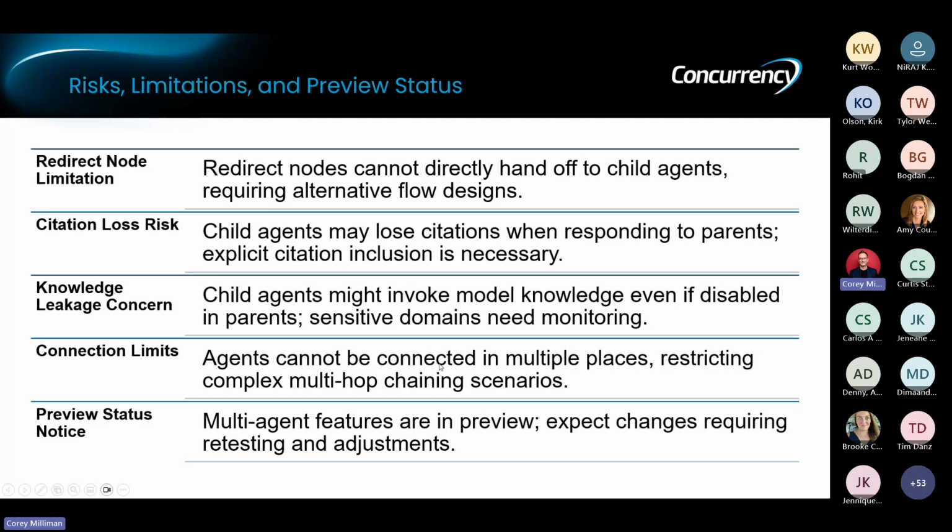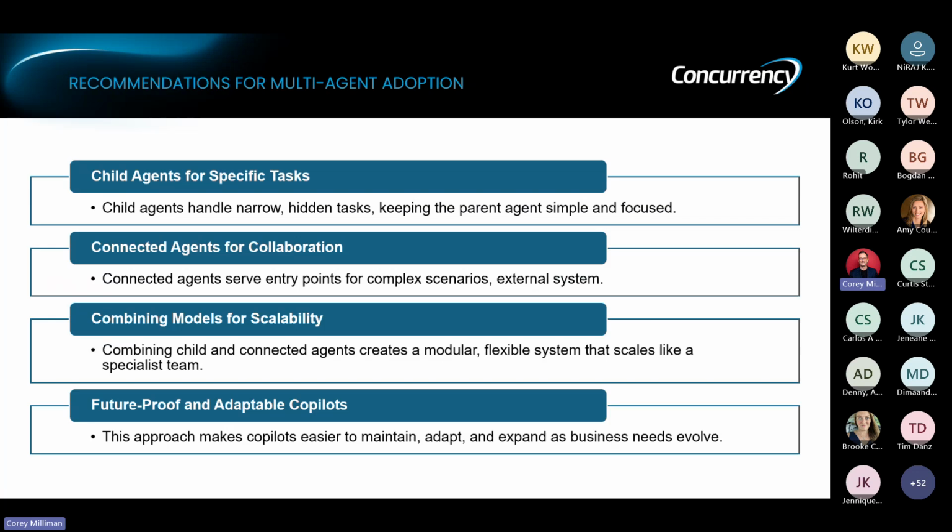Agents cannot be connected in multiple places, restricting complex multi-hop chaining. So you can't connect one agent in an agent-to-agent scenario. So now I can't connect 10 different agents to it. So we do have limits there. And again, as I brought up, this is preview status. So these features are in preview. There are changes. There were big announcements on other ways that Microsoft is enhancing the agent community. So it's moving very quick, and you have to be ready for change.